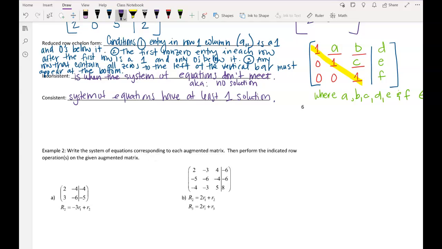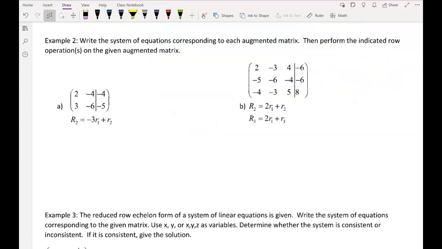Okay, so the two choices for consistent would be one solution, and the second one would be infinitely many. Now you're going to have infinitely many solutions when all of your equations or all of your lines line up one on top of another. You have one solution when they intersect at exactly one place.